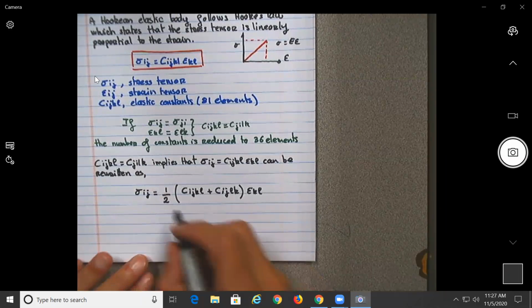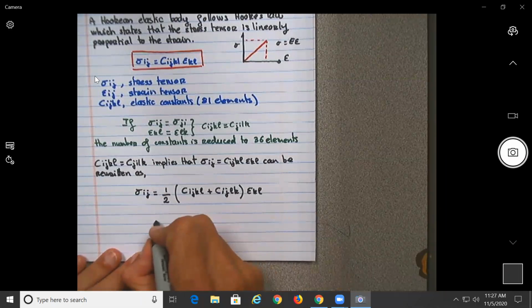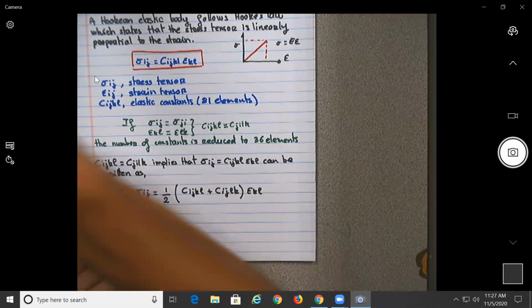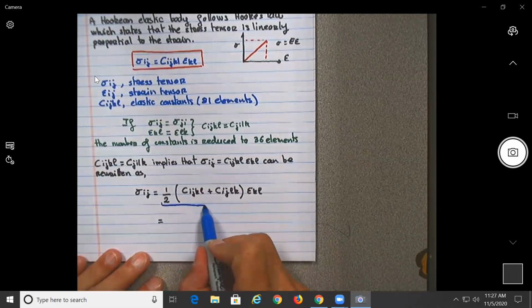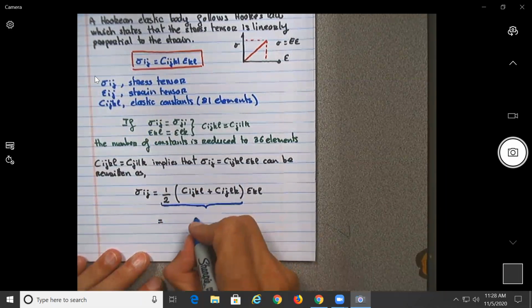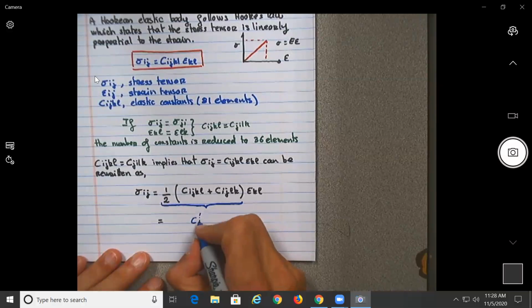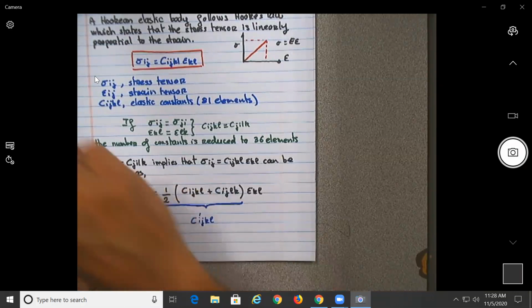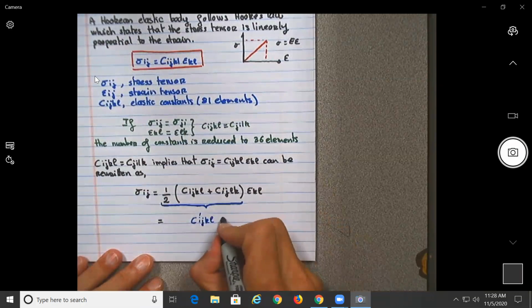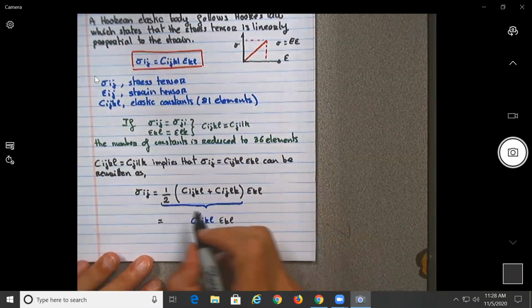All right, or sometimes in the books, you're gonna find this. This is not too useful, but you're gonna find that they combine this over here. This is not useful at all, but they call this one like C prime IJKL. And then this would be epsilon KL.